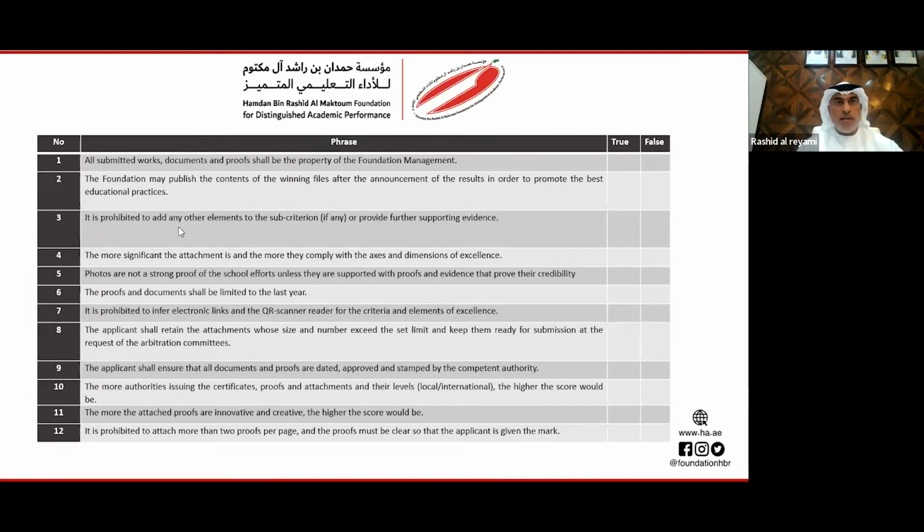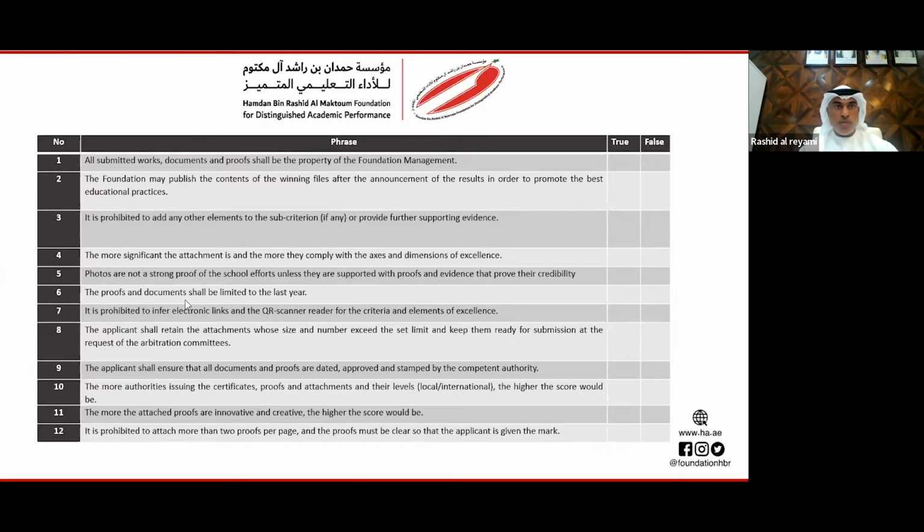It is prohibited to add any other element to the sub-criteria, if any, or provide further supporting evidence. It is prohibited. Yes, that's right, false. The more significant the attachments and the more they comply with the criteria and the mission for excellence, true. Photos are not stronger proof of the school's effort unless they are supported with proof and evidence approving their credibility. True. Yes.